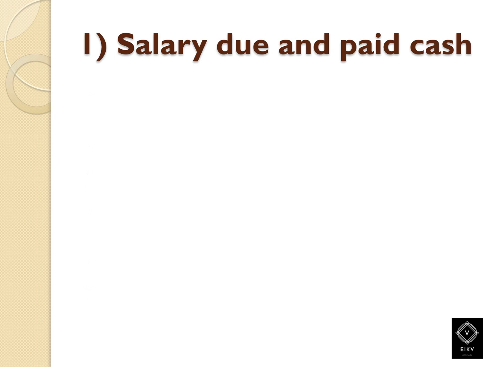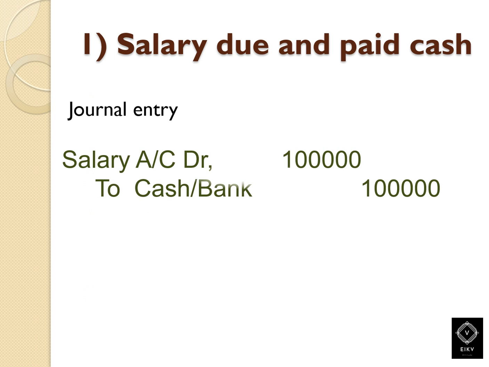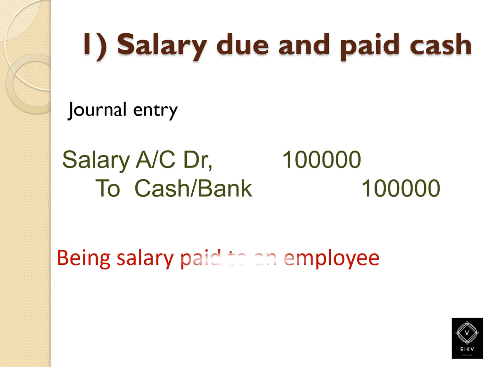So we'll go for the first entry, salary due and paid. The simple general entry: salary account debit to bank. This is the scenario when the firm is a proprietorship or a small company in which there is no ESI or PF registration or no other further compliance required. In such cases, salary account debit to cash.